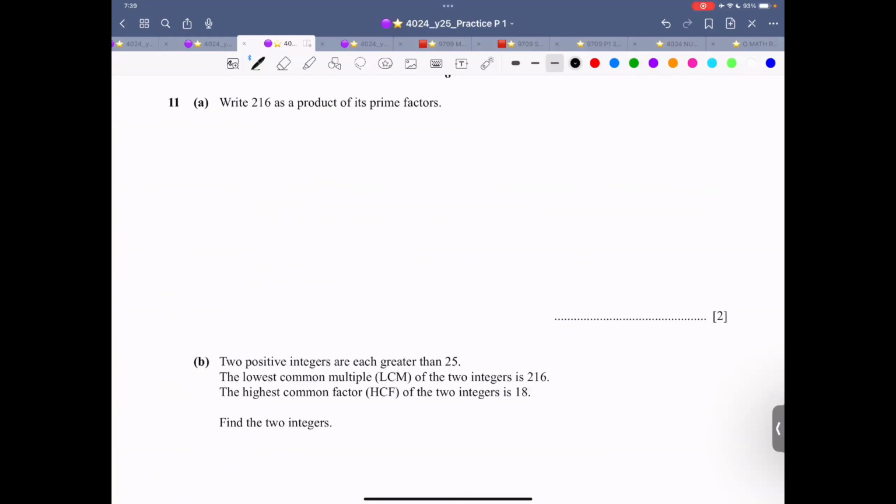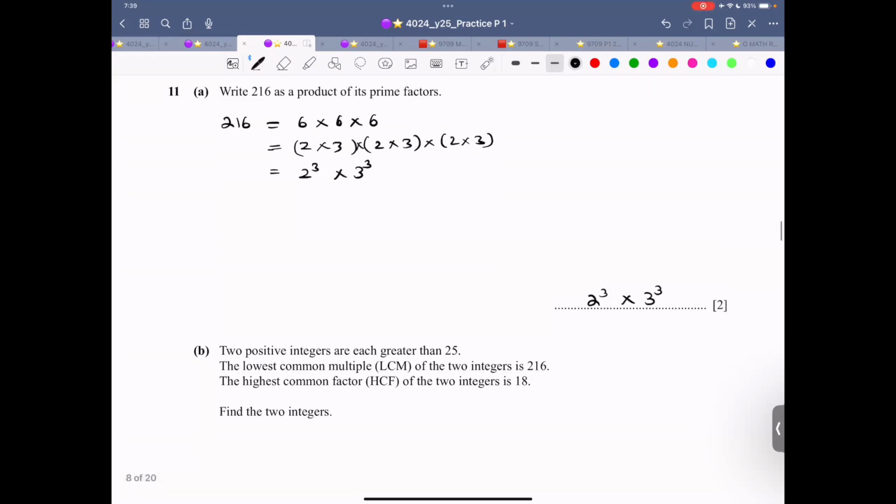Now, here is a good question. Write 216 as a product of its prime factors. So first of all, 216 is 6 into 6 into 6. Some of the cubes and cube roots, squares and square roots, you should remember. So 6 is 2 into 3. This 6 is also 2 into 3. This 6 is also 2 into 3. So therefore, this is 2 cube into 3 cube.